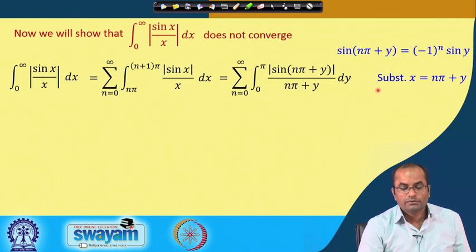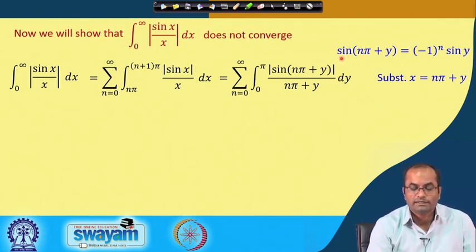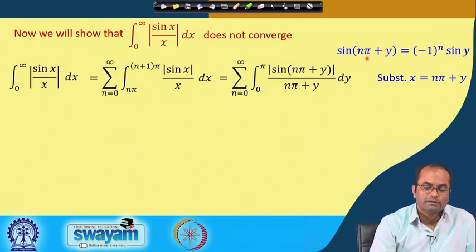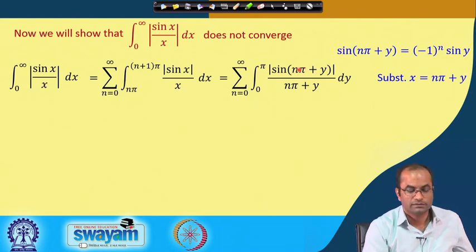So, we will make another use of this equality, that sin(nπ + y) is equal to (-1)^n sin y, because, for example, if n is 1, we have sin(π + y), which is -sin y, and similarly for other n. So, we have this trigonometric equality, which we will now use in this numerator, because we have sin(nπ + y).